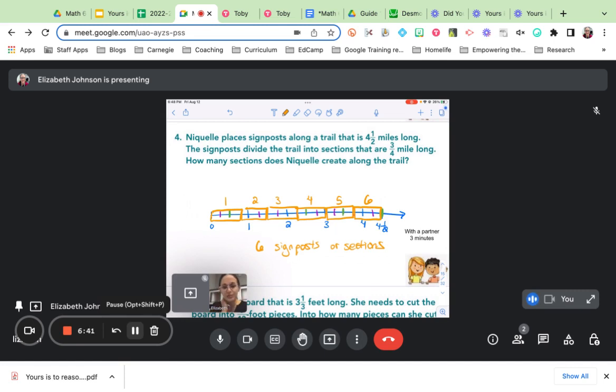And we were able to do all of that just with a number line. Our first step was to find 4.5 on the number line. Then we divided the number line into fourths. And then we made a box around every 3/4 to show where we would be putting our signpost to divide up the sections of the trail.